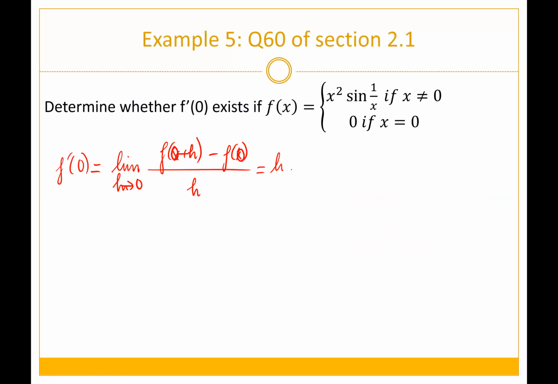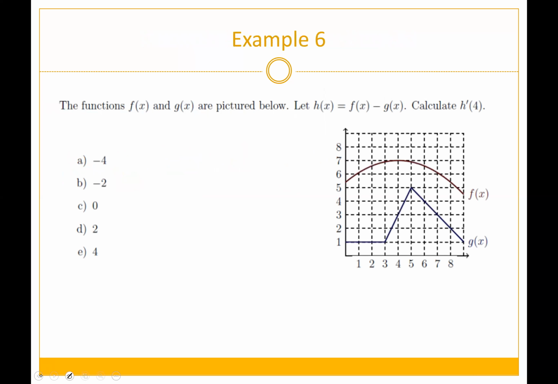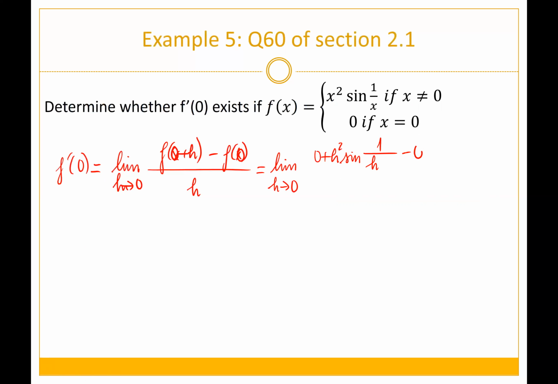Then you have the limit as h approaches 0. Now f of 0 plus h is going to be h squared sine of 1 over h, minus f of 0. Now f of 0 is 0, so minus 0, divided by h. So what you end up having is, again, the limit as h approaches 0 of h times sine of 1 over h.